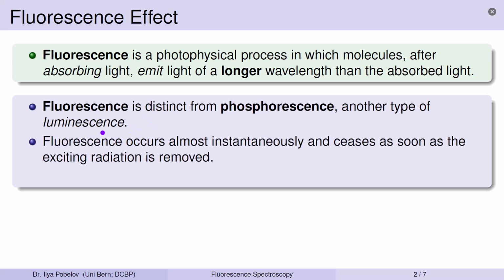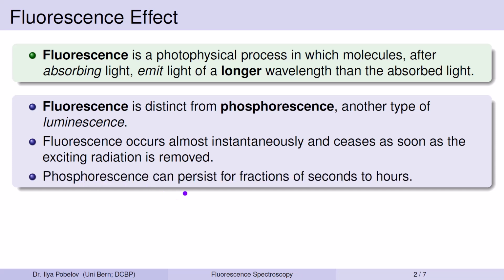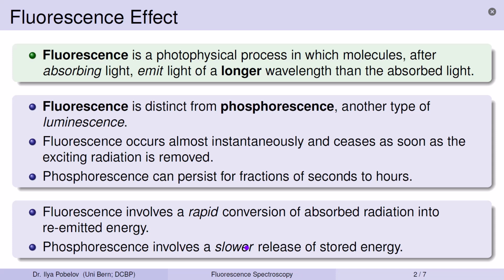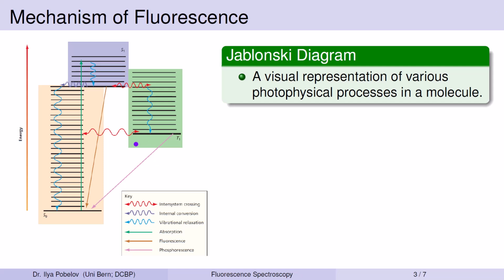While fluorescence occurs almost instantaneously and ceases as soon as the exciting radiation is removed, phosphorescence can persist for longer durations, ranging from fractions of seconds to hours. This difference suggests that fluorescence involves a rapid conversion of absorbed radiation into re-emitted energy, whereas phosphorescence involves a slower release of stored energy. The figure on the left presents a Jablonski diagram, which is a graphical representation used to illustrate various photophysical processes within a molecule.